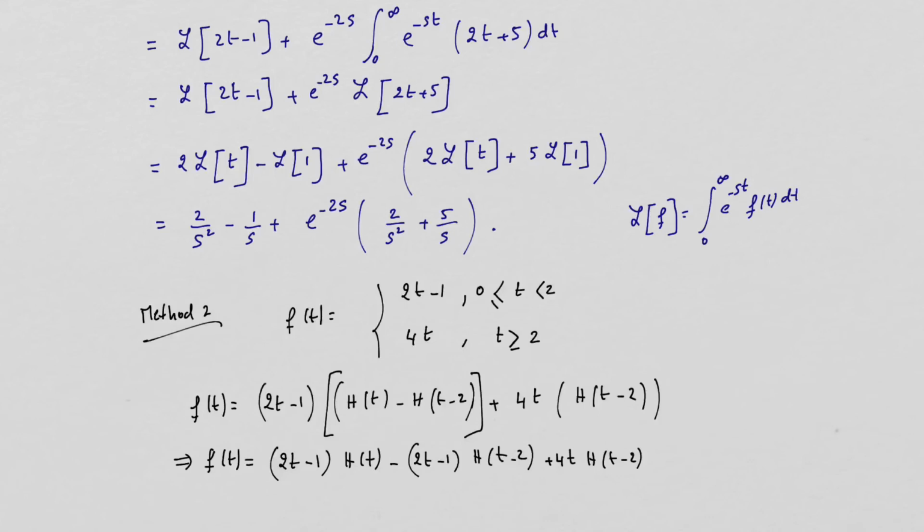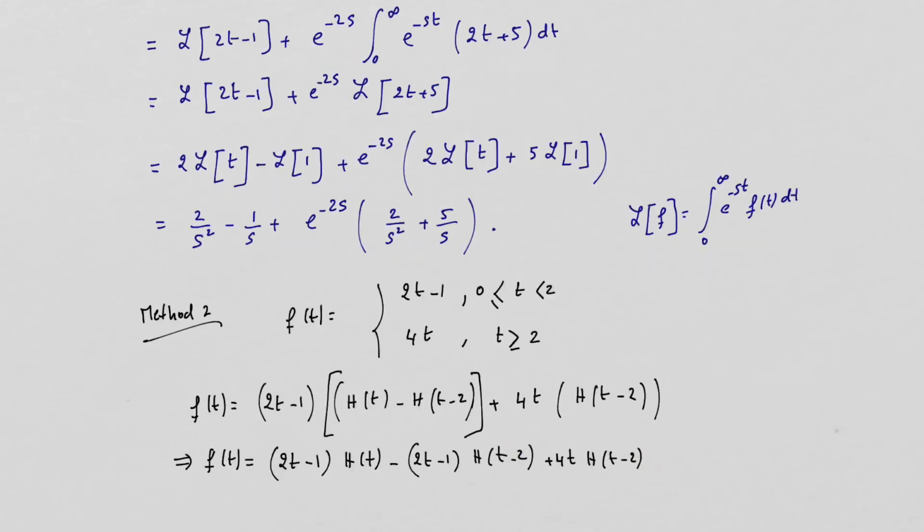Okay. Once you write it this way, I'm going to clean it up before I apply Laplace. I mean, why would you want to apply Laplace right now? You want to clean it up. So this times this, minus this times that, plus this times this. Notice h of t minus 2 shows up twice. So I'm going to factor. So this is 4t minus 2t minus 1, and that stays. This stays. Here it is.